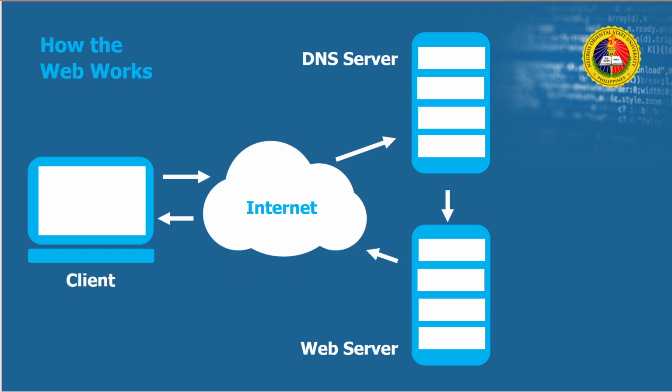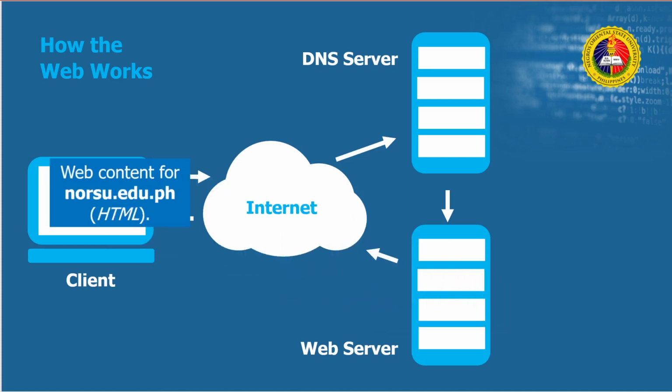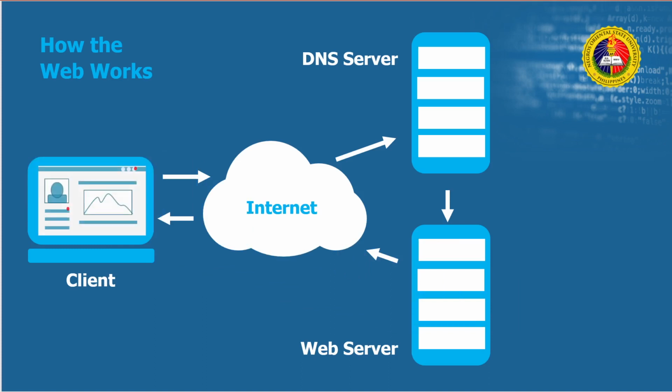So, for example, we will visit the NORSU website. We enter norsu.edu.ph. The URL will be used to locate the IP address through the DNS server. Once the IP address is located, it will be used to locate the computer or the server where the NORSU website is located. Then the web server will process the request and send it back to the client in HTML form, through the internet itself. And that's the time that we will see it on our screen. So again, there are only three systems that work together so that we'll be able to see the website that we are trying to view.